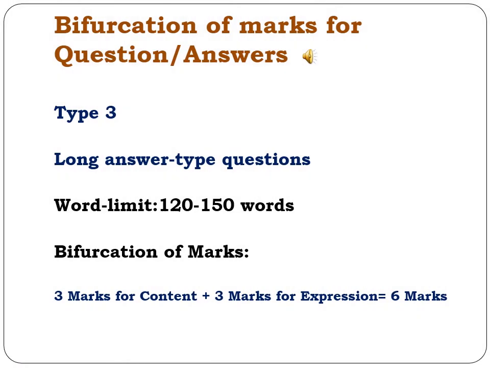Now let's take up the third type of question answers. These are long answer type questions, and the word limit for these answers is 120 to 150 words each. Each question will be of 6 marks. Let's see the bifurcation of marks. 3 marks will be for content. Content should be relevant to the question. And 3 marks will be for expression. Expression includes grammar, spelling, and your style of writing.